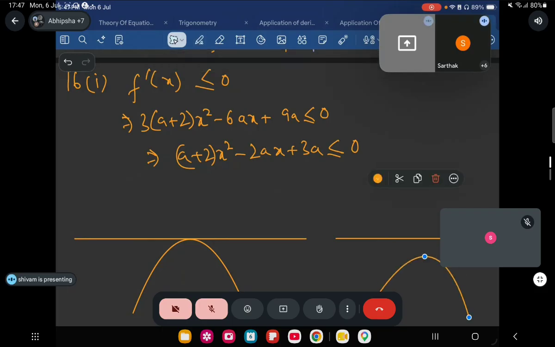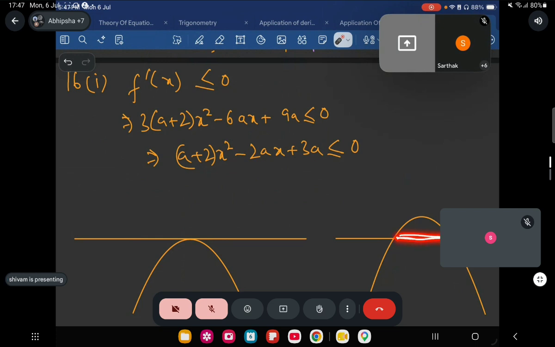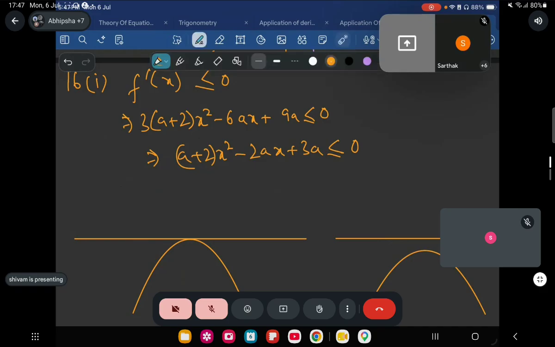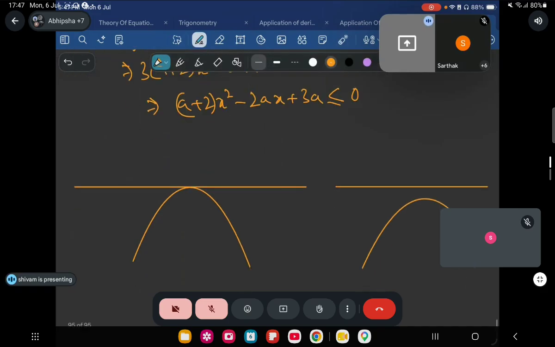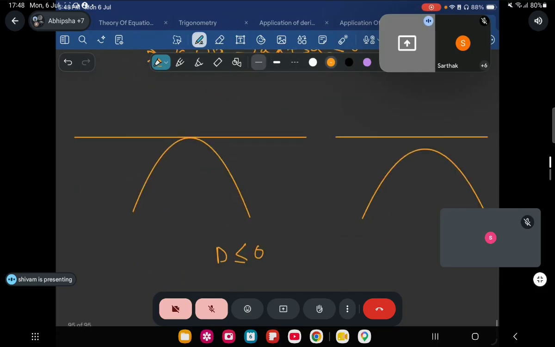If it intersects at 2 points, that means for some values of x, the expression is greater than 0 as well, isn't it? But I need it completely below, or less than or equal to 0, like this. So what condition can we apply? Discriminant equal to 0 or less than 0. Discriminant less than or equal to 0, correct.